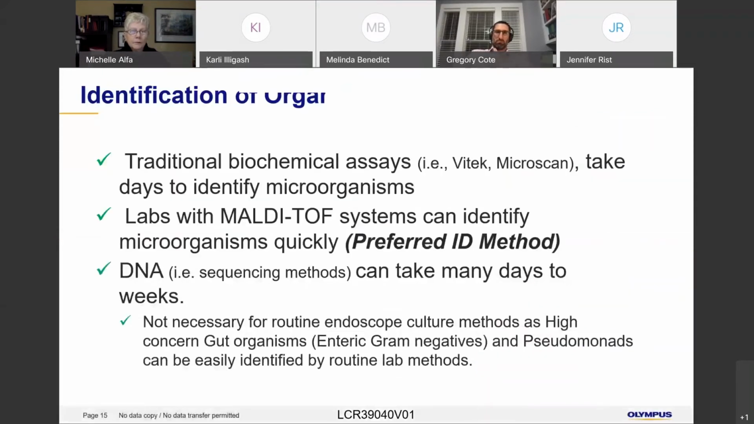So this next slide walks us one step forward into figuring out how to get that information that tells you exactly, or at least in some categorization, what organism you're dealing with.